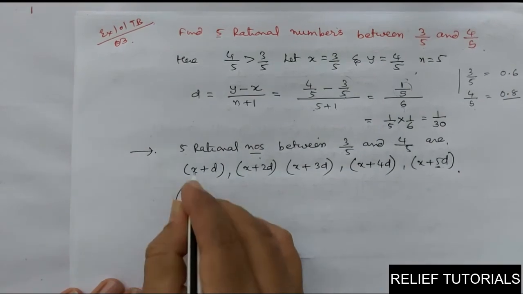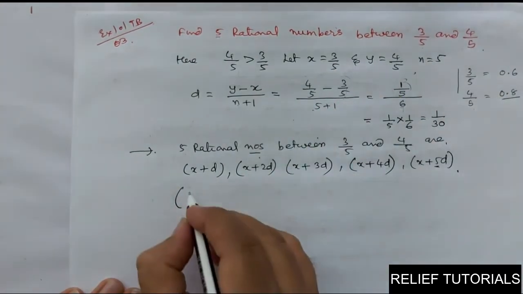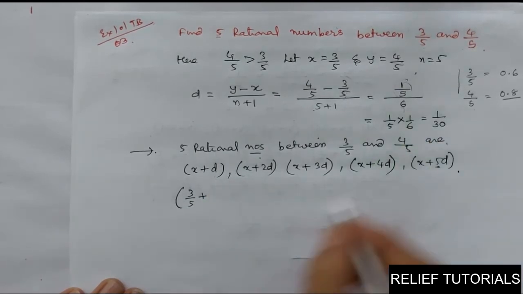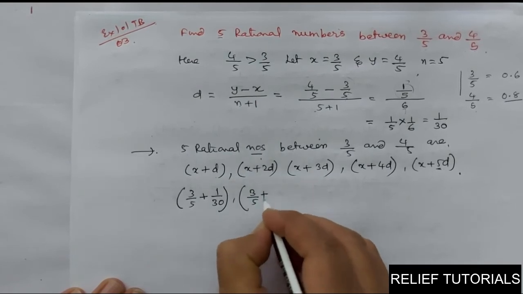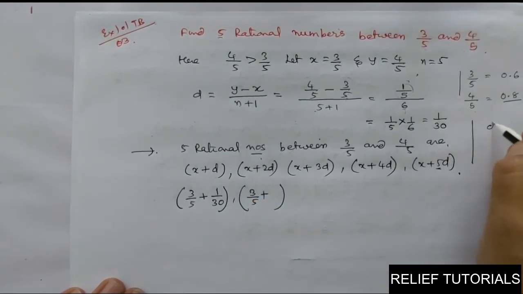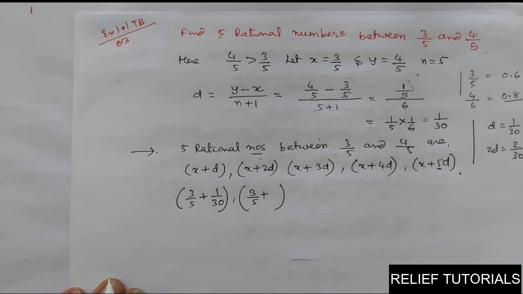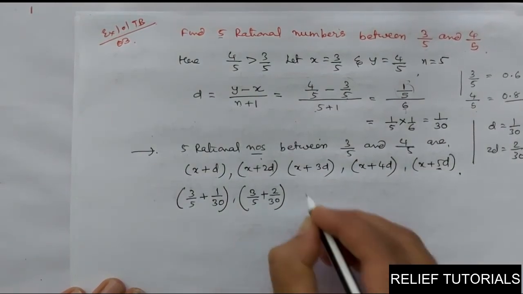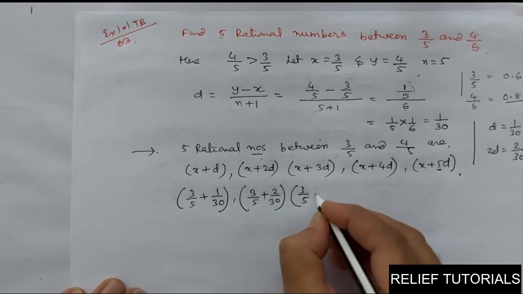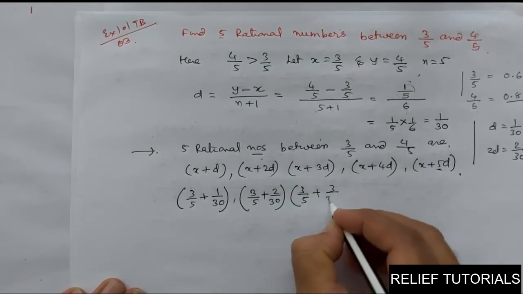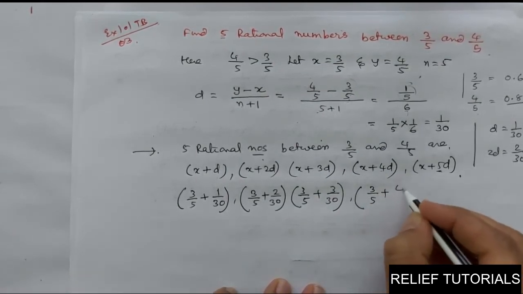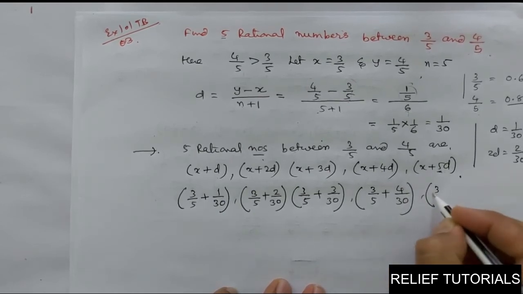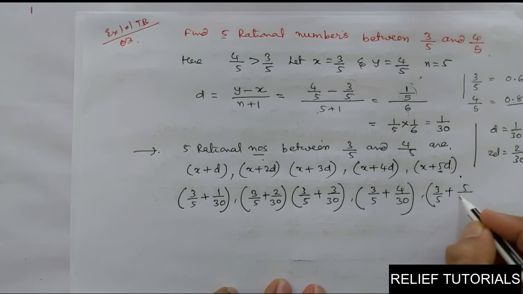So now x plus d, what is x? x is 3 by 5. So 3 by 5 plus d. d is 1 by 30. Now x, 3 by 5, plus 2d. See, d is equal to 1 by 30, so 2d is equal to 2 by 30. Clear or not? It is 2 by 30. Here x, 3 by 5, plus 3d, so 3 by 30. Clear? Here x, 3 by 5, plus 4d, so 4 by 30. Here x, 3 by 5, plus 5d, so 5 by 30.